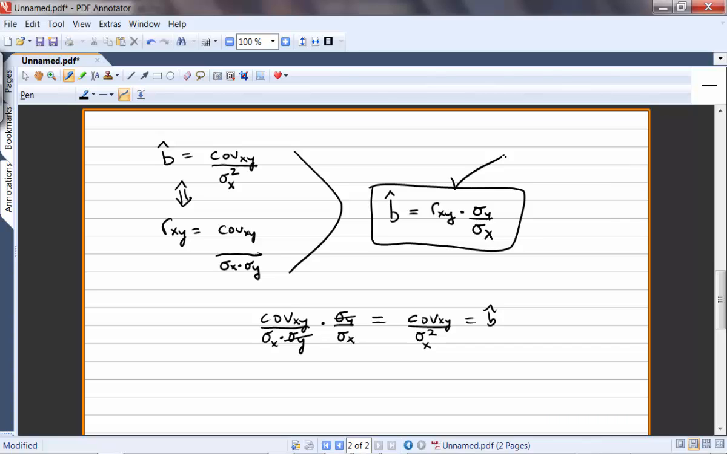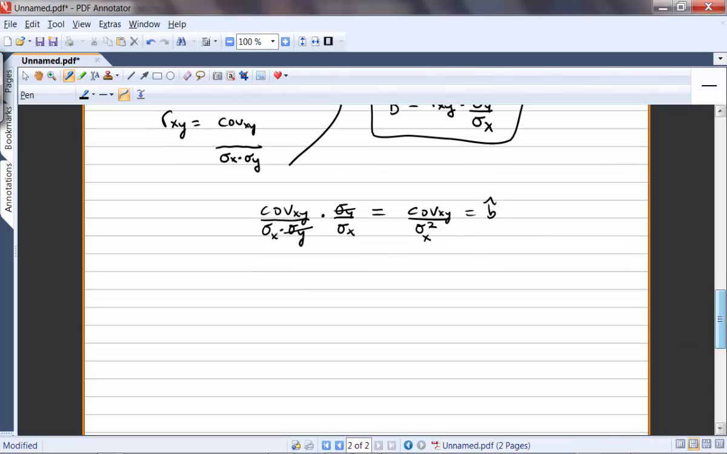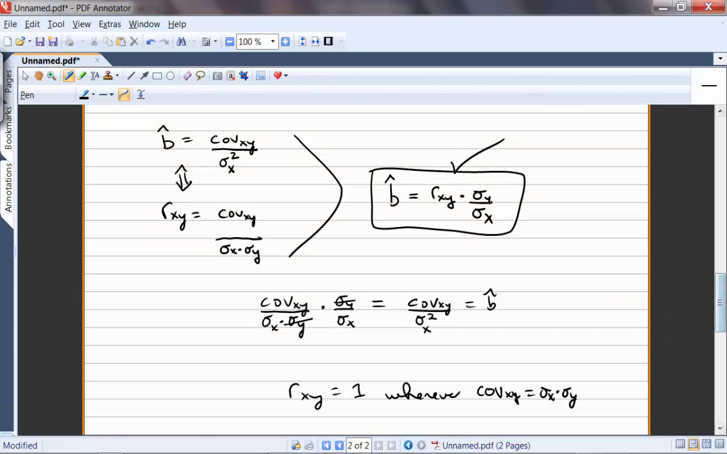And here you can see, with the formula, that r and b aren't the same thing. The biggest r can be is 1, right? r xy equals 1 whenever the covariance of xy equals the product of the standard deviations, because r is the covariance over the product, and that will be 1 whenever the numerator equals the denominator. And so whenever r is 1, we can just put r equals 1 in right here. We can see that beta hat is equal to the standard deviation of y over the standard deviation of x.